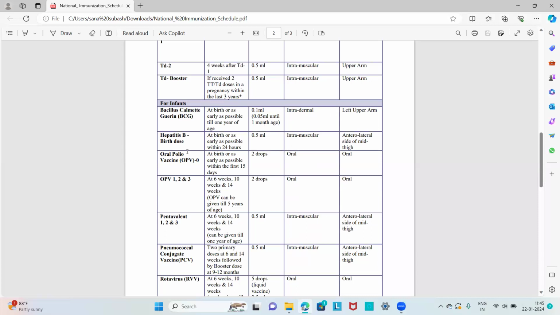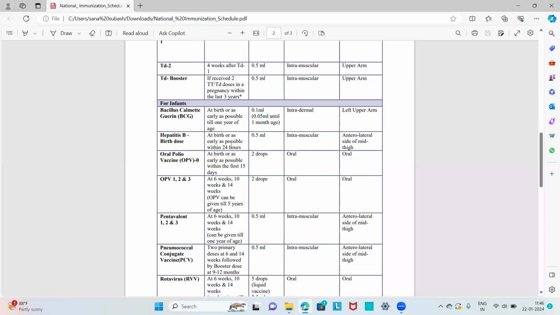Then the hepatitis B birth dose is given at birth or as early as possible within 24 hours. BCG can be given till 1 year of age, but hepatitis B we have to give within 24 hours. The dose is 0.5 ml, the route is intramuscular, and it is given on the anterolateral side of the mid thigh.